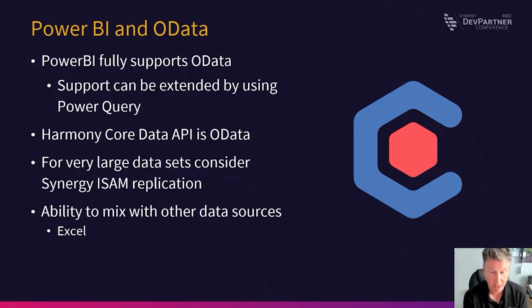One thing to note, if you are using large data sets, I would consider using Synergy ISAM replication. If you've got a history file with like 100 million records, if you do a refresh of that for your dashboard, obviously it will go off to your production server and read 100 million records over the wire, so that could slow your production server. So for very large data sets, I would recommend using Synergy ISAM replication and getting it from the database. It'd be much faster, much more efficient, and you won't have to worry about affecting performance in production.